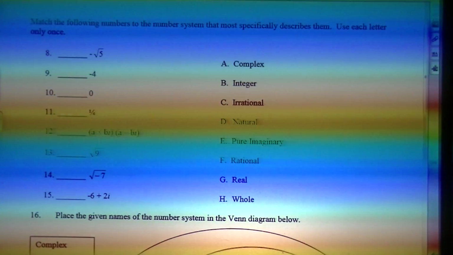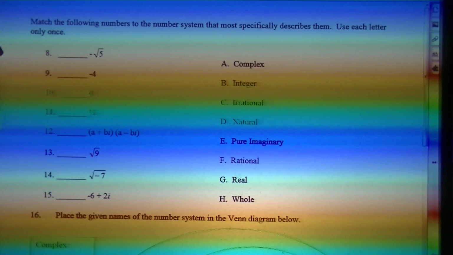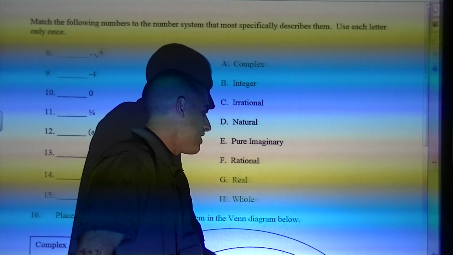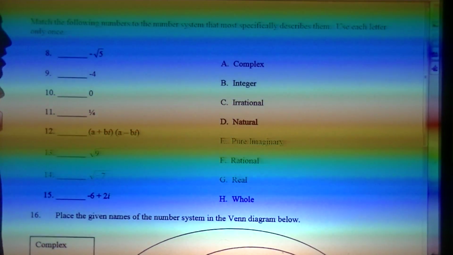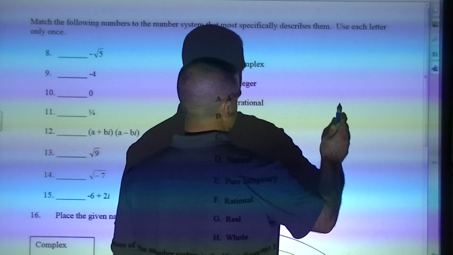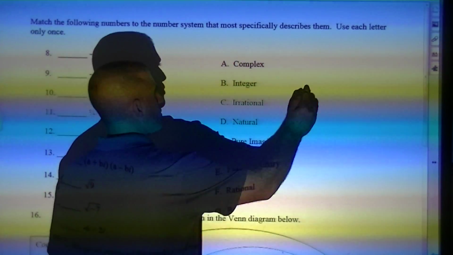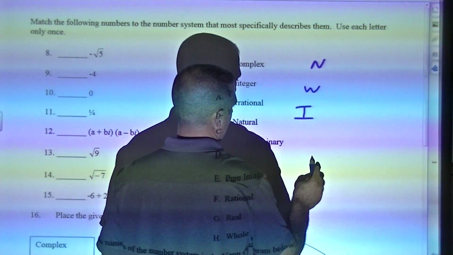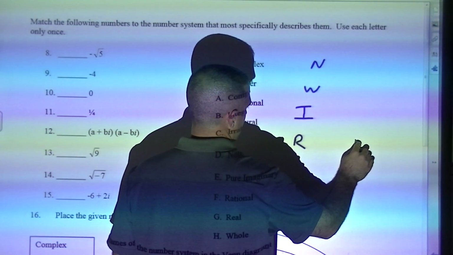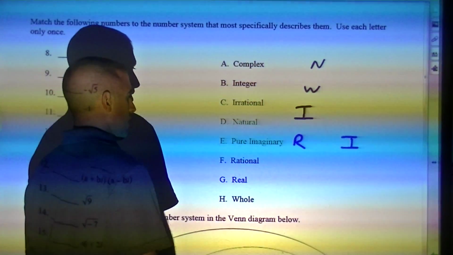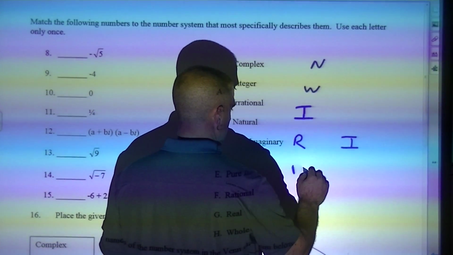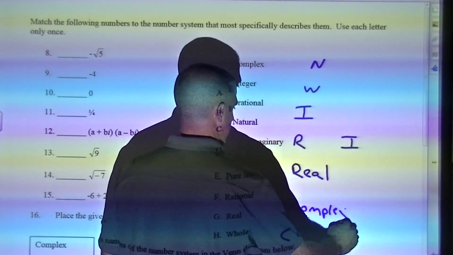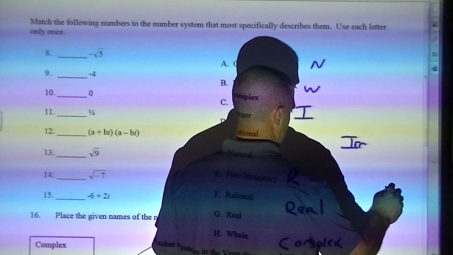Alright, so on this one, what you have to do is match the following numbers to the number system that most specifically describes each number. One of the things that I think will help as you go is you have what they call natural numbers, whole numbers, integers, rational, irrational, real, complex, and imaginary.